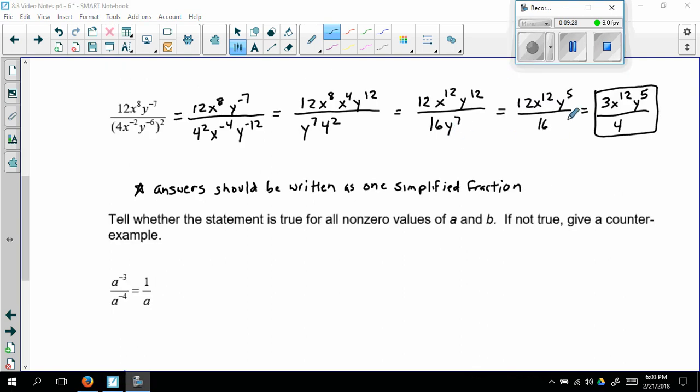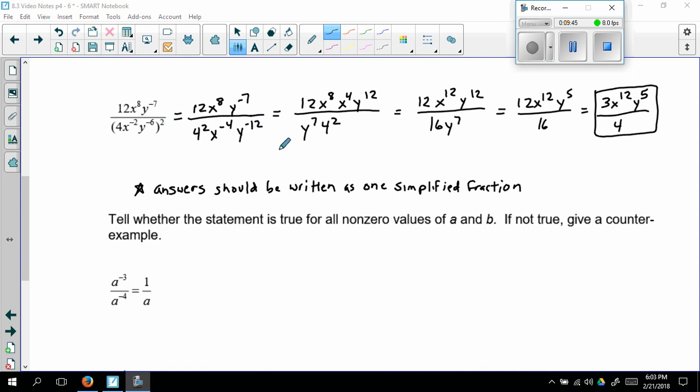Okay, let's take a look. You should have ended up with 3x to the 12th, y to the 5th, all divided by 4. If you didn't get that, let's take a look piece by piece. Okay, again, my suggestion is dealing with the parentheses. So I first raised everything to the power of 2 on the bottom.